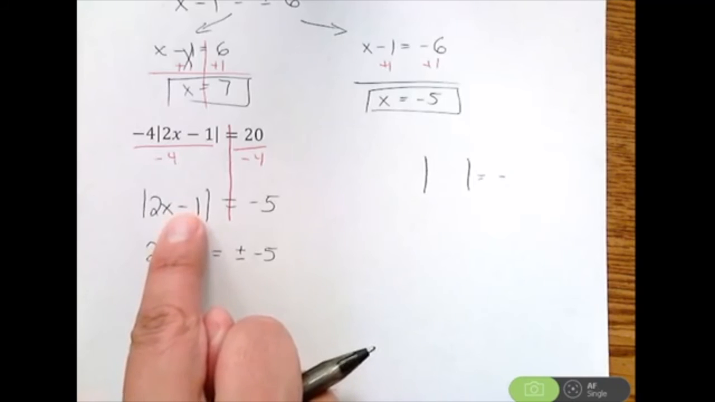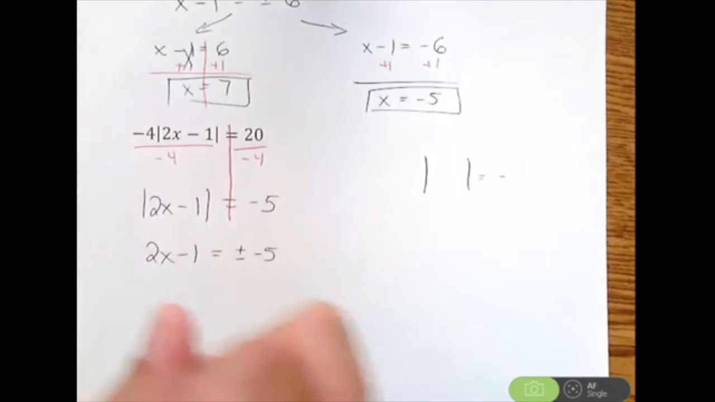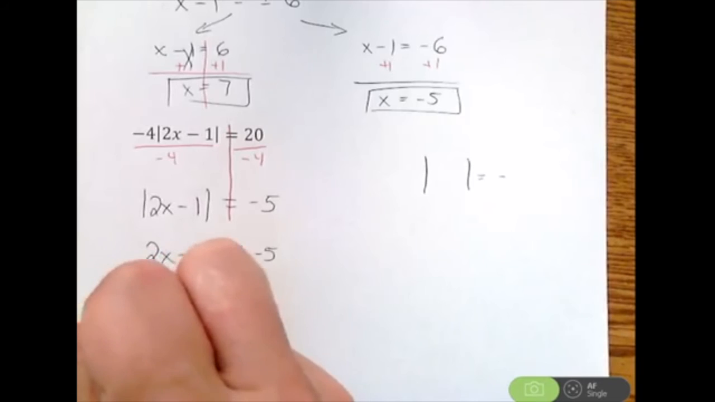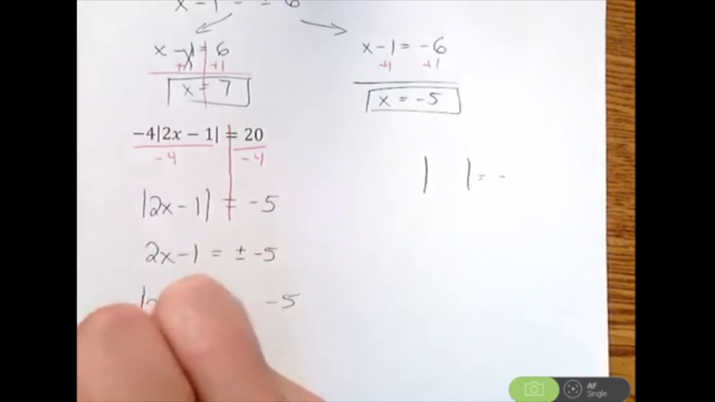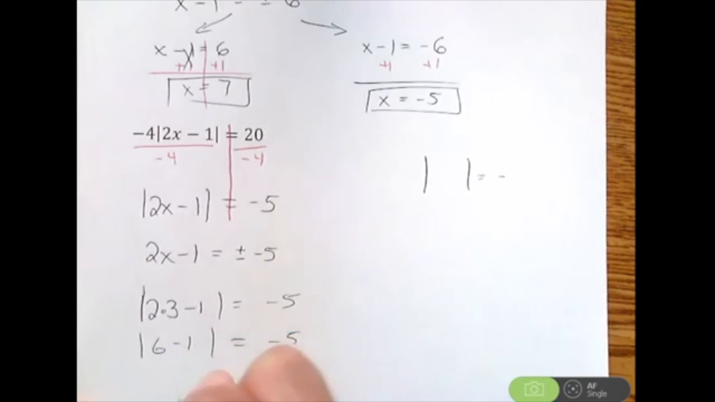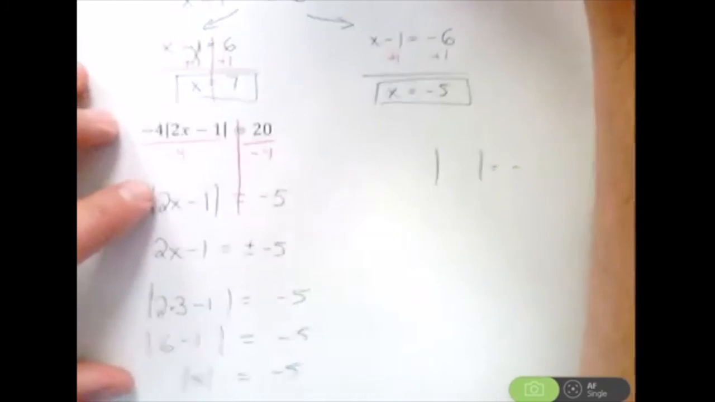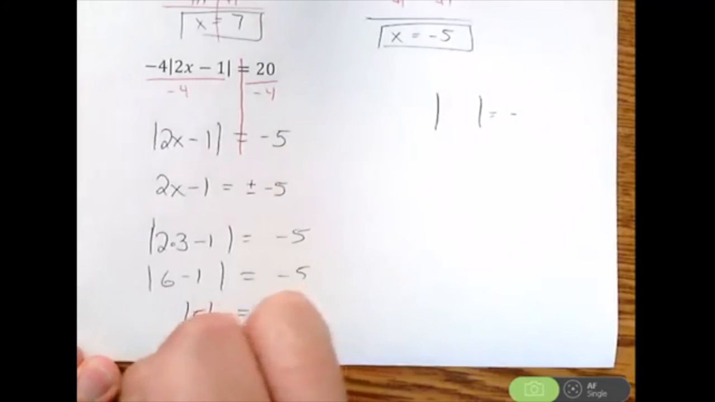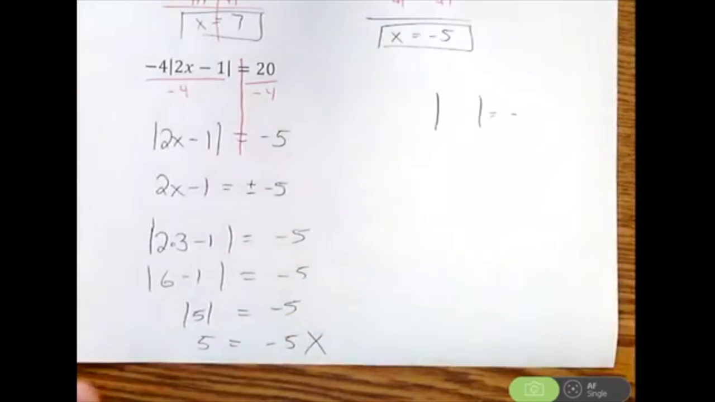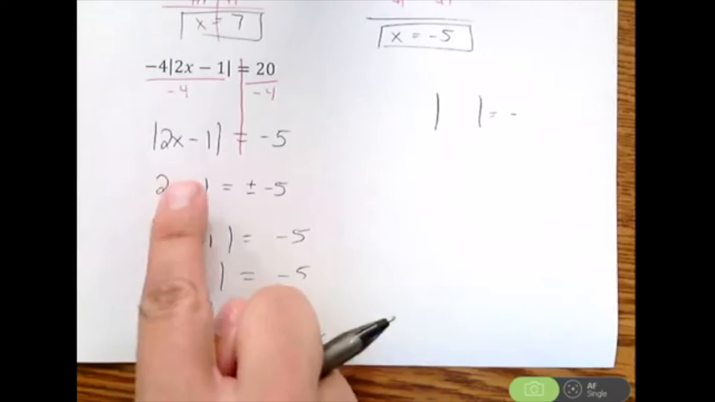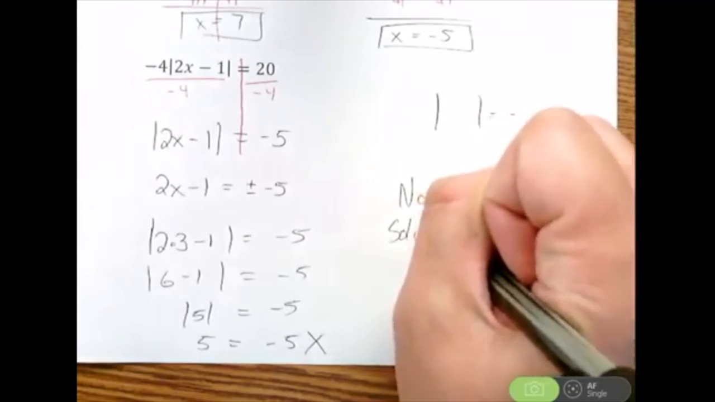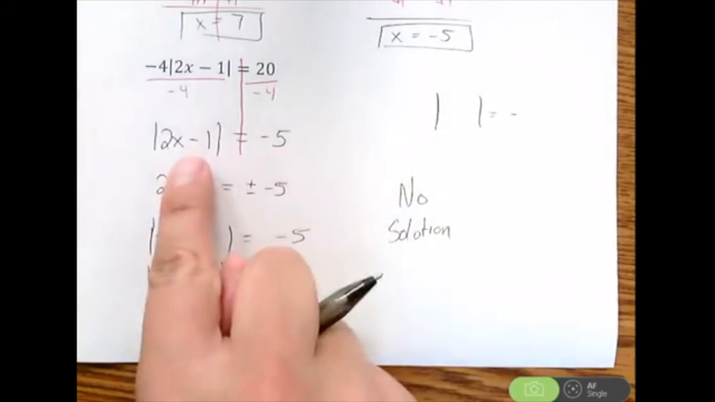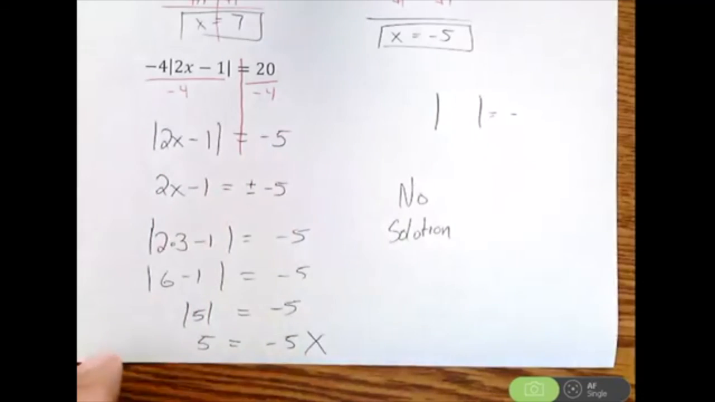Like, if you tried to solve this out and say, well, what about 3? Then you have 2 times 3 minus 1. So you'd have 6 minus 1, and you have absolute value of 5 equals negative 5. But remember, absolute values always give you a positive number. So you get 5 equals negative 5. Those are not the same. No matter what you try for x, nothing will work. This problem is a no solution. There's nothing we can do because we're never going to be able to take the absolute value of something and get a negative.